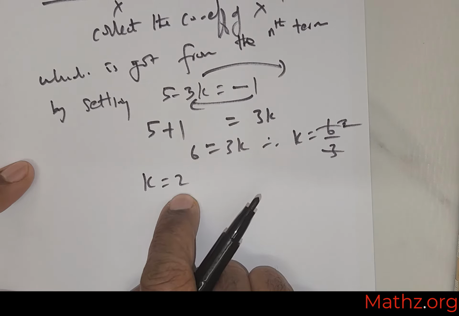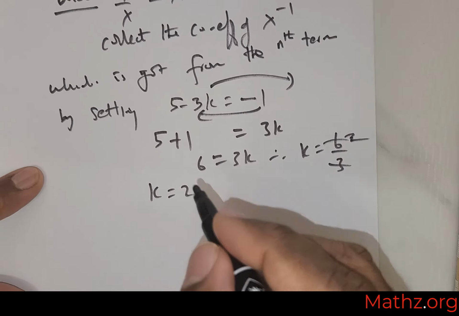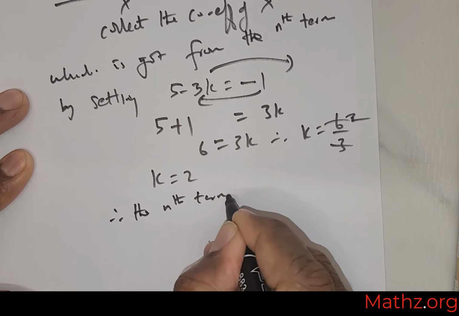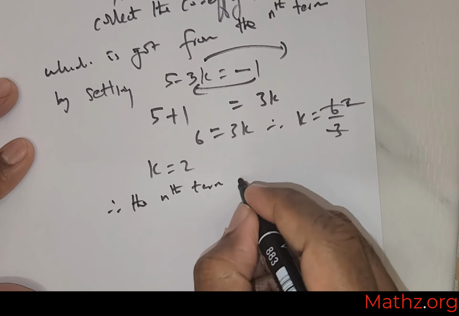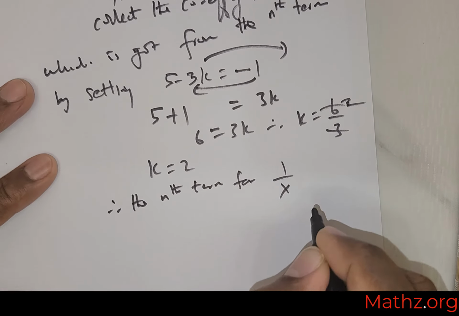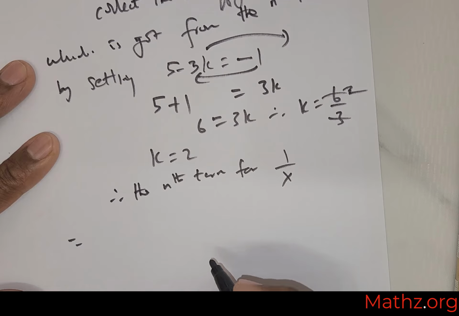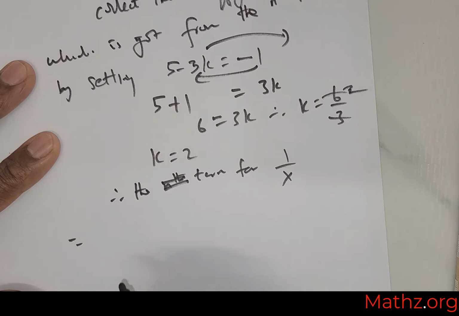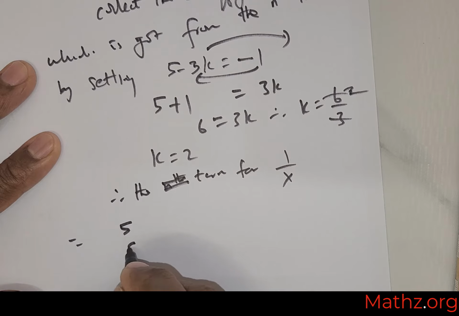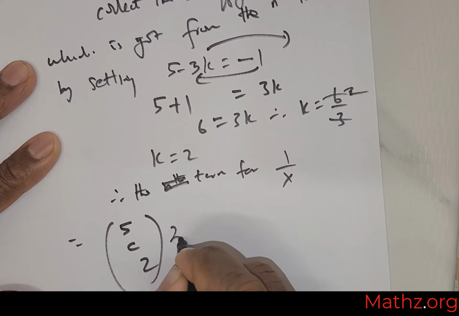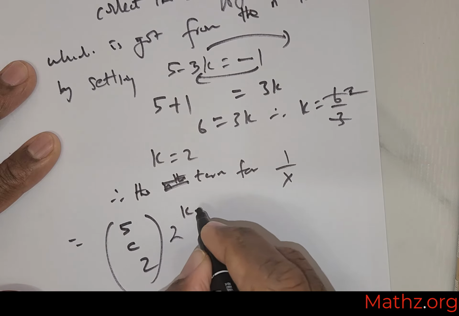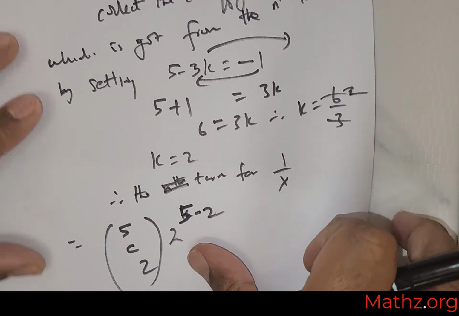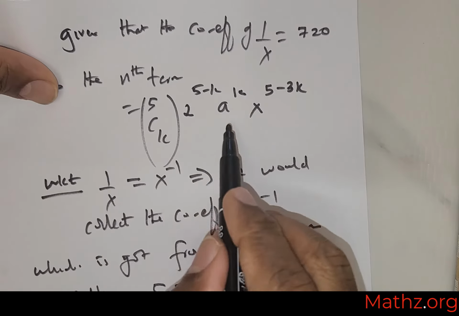So having got that value, therefore the nth term for 1 over x, instead of saying nth term, I would say the term for 1 over x is going to be what? 5C2 times 2^(5-2), right? Since k is 2, it's going to be 5 - 2. I'm utilizing the above value.